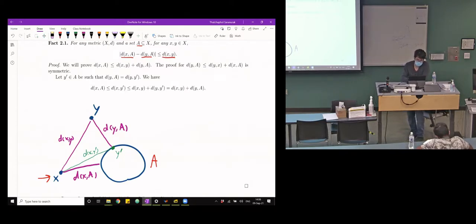What I will do is prove that the distance from X to A is at most the distance from X to Y plus the distance from Y to A. And by the way, if the other inequality is true as well, then together this would imply the claim. So let's try to prove this inequality.